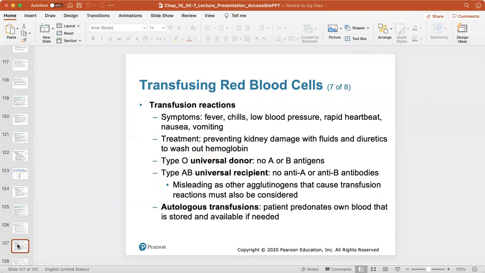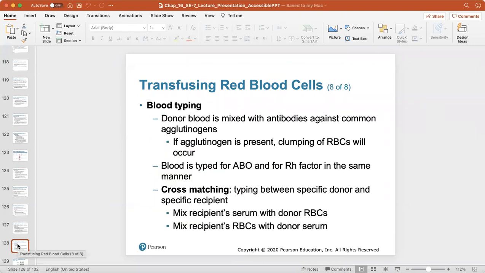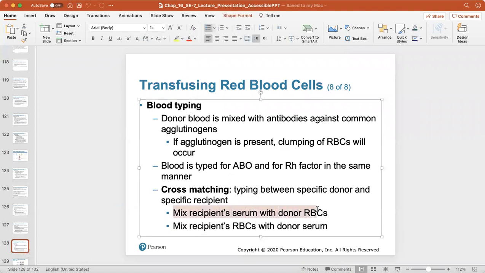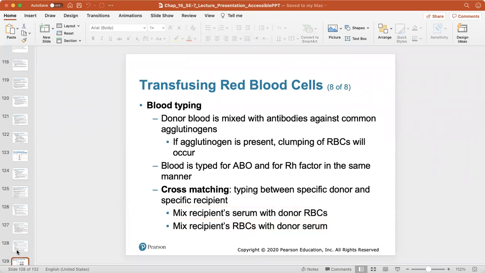So you should have a good understanding of blood typing. Blood typing is when the donor blood is mixed with antibodies against the common agglutinogen. If agglutinogen is present, the clumping of red blood cells will occur because they're attacking each other. Blood is typed for the ABO and for the Rh factor in the same manner. Cross-matching is typing between a specific donor and specific recipient, so that you can mix the recipient serum with donor red blood cells, and the recipient's cells with donor serum, to make sure no agglutination would occur.